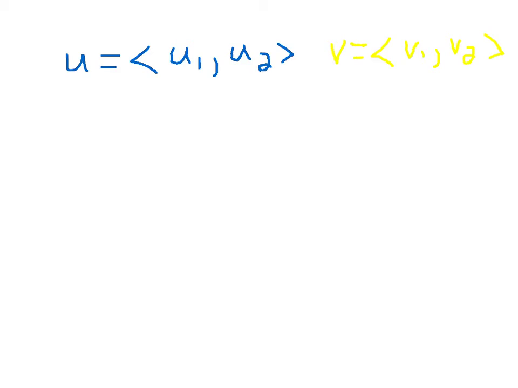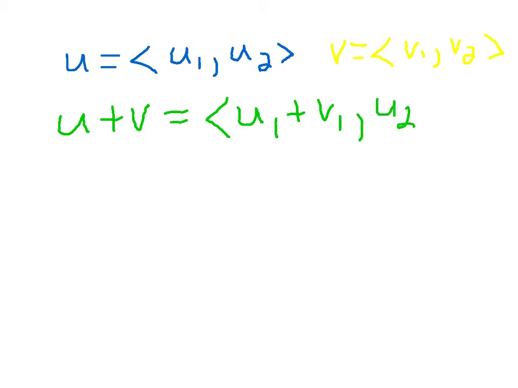Well, it's not too dissimilar from addition that you're used to doing. If I take u and add it to v, I'm going to end up with a vector where the components are added together. So u plus v is going to be u1 plus v1, and the second component is going to be u2 plus v2.